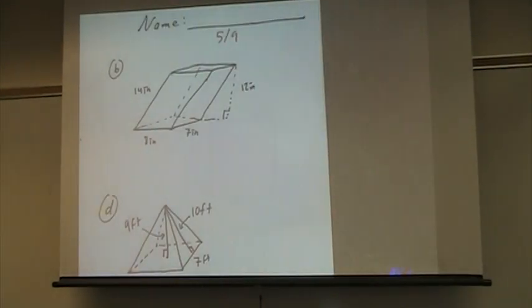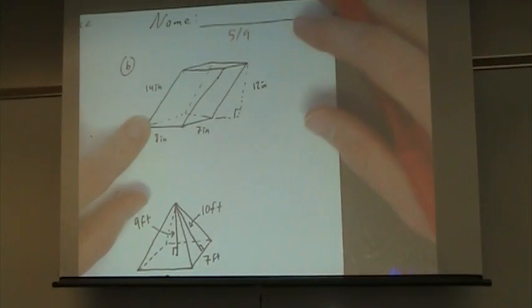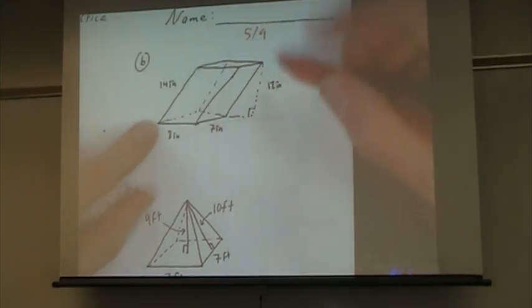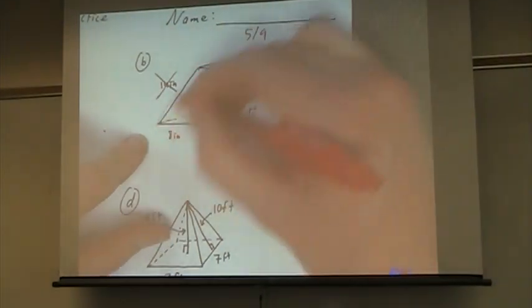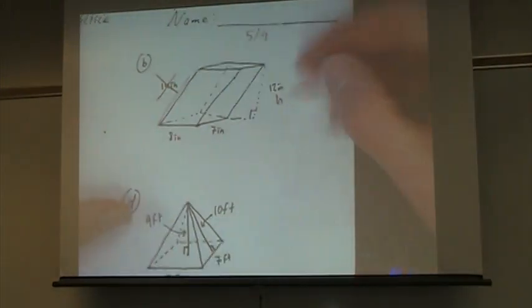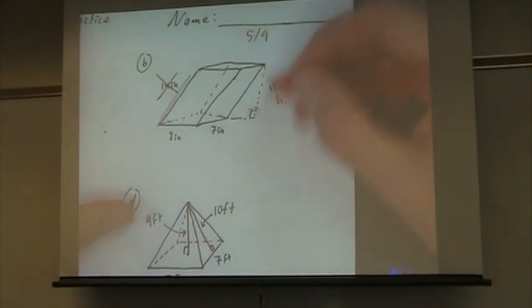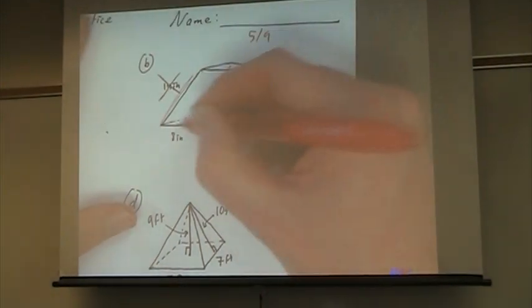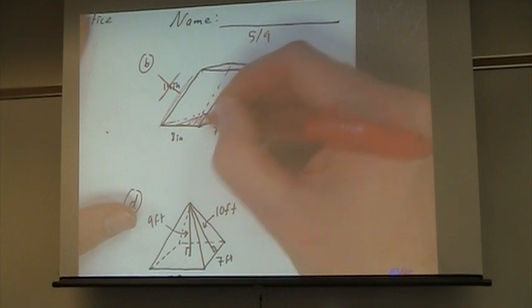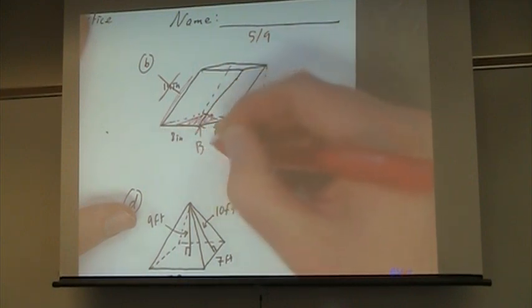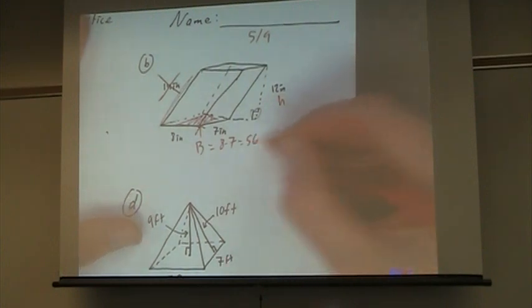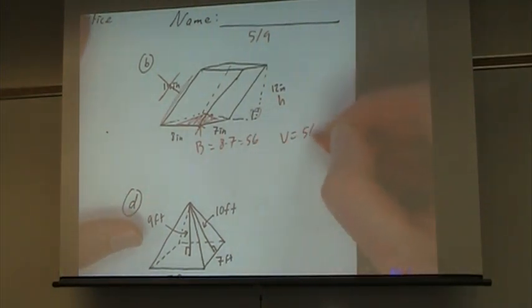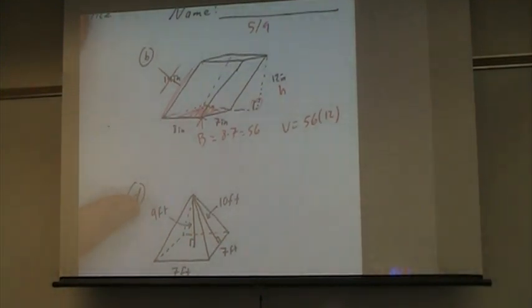Number 1B. This is an oblique prism. You use this for the height, not the 14. The 14 is called the slant height. You do not need that. We use the height that's by the 90. And of course your base would be that guy right there. So your big B would be 8 times 7, which is 56. So your volume would be 56 times your height. And you can do that on your own.